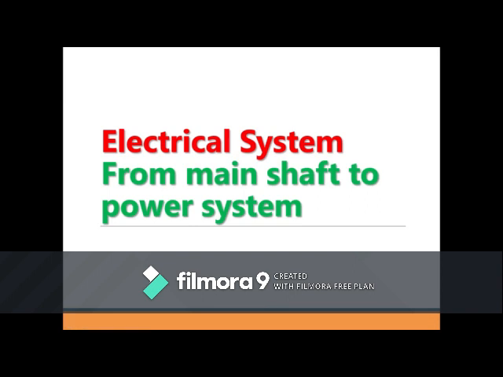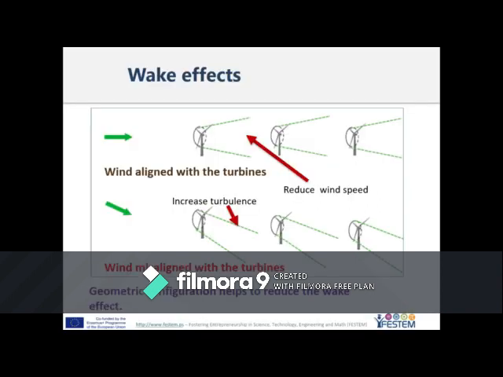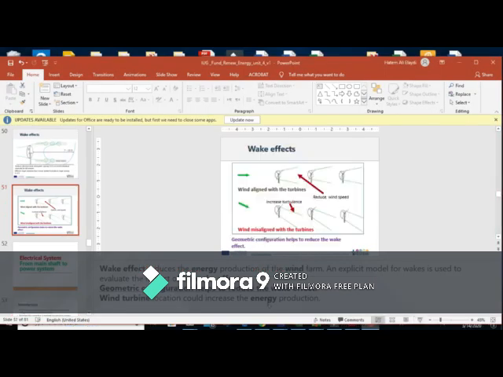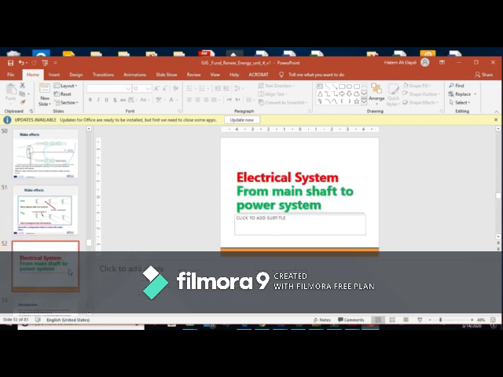So basically, what we have done today is talk about the wake effect, which reduces energy production of a wind farm. An explicit model for wakes is used to evaluate the impact of the wake effect. Geometric configuration helps to reduce the wake effect. One turbine location could increase its energy production. In the next segment of the lecture, we're going to talk about the electrical system.